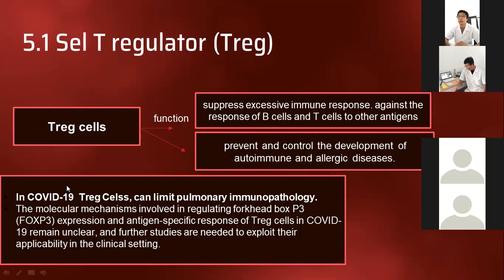In COVID-19, from this journal, the Treg cells can limit pulmonary immunopathology. From the journal, the molecular mechanism involved is regulating the expression of forkhead box P3, or FOXP3. But the antigen-specific response of the Treg cell in COVID-19 remains unclear from this journal, and I still didn't get any information from other sources. Further studies are needed to exploit the applicability in the clinical setting.